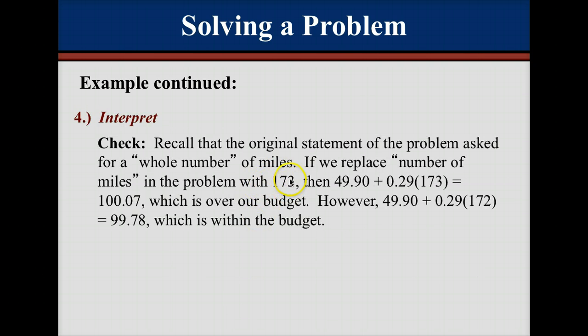If we go with 173 miles, we're going to substitute it back in. 2 times the $24.95 gave us $49.90, plus 29 cents for 173 miles. We come up with $100.07. That's over our budget, is 7 cents over 100. So the whole number of miles that we're going to choose is 172. That's 99.78. That is within our budget.